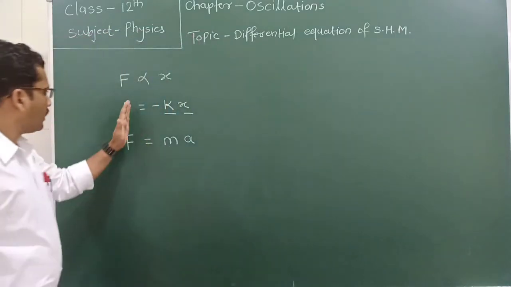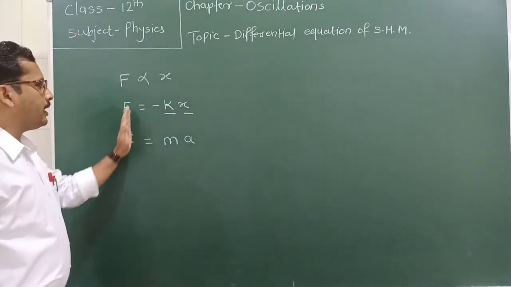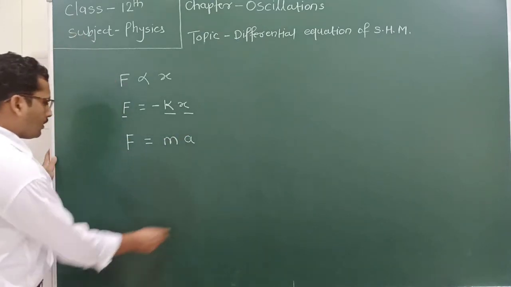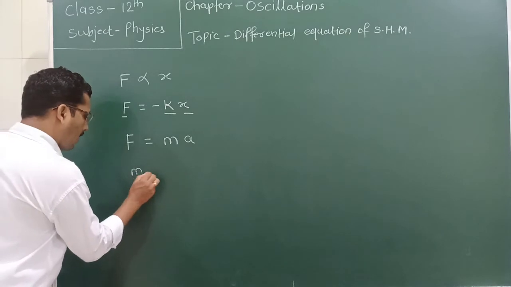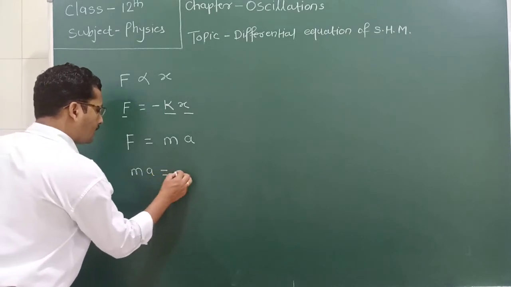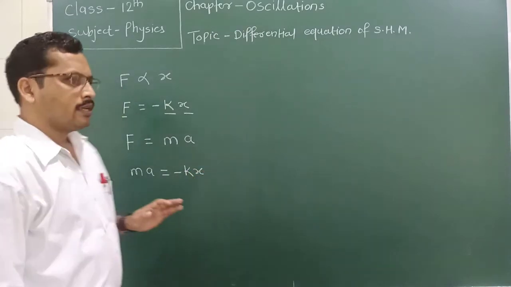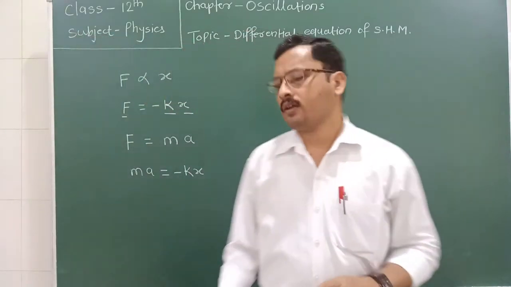So here, the left hand sides are equal, so we can equate these two right hand sides. So we can write m multiplied by a is equal to minus k multiplied by x. This is the simple relation we are getting.